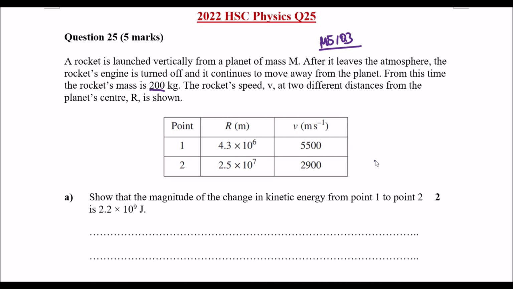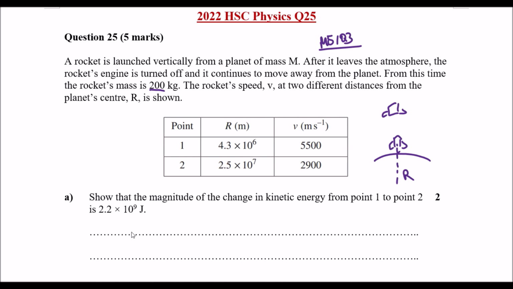So we can imagine we have a rocket and it was launched at two different positions, and then the distance to the center given as r. Question A says show that the magnitude of the change in kinetic energy from point 1 to point 2 is 2.2 times 10 to the power of 9 joules.